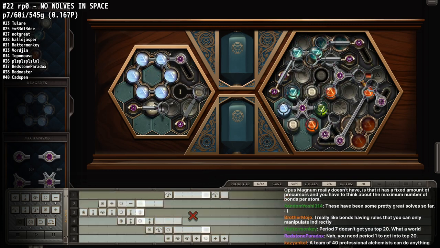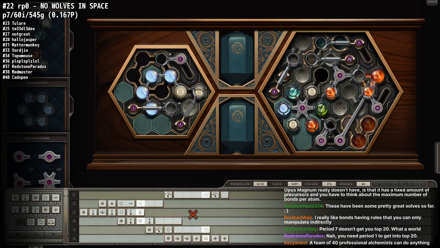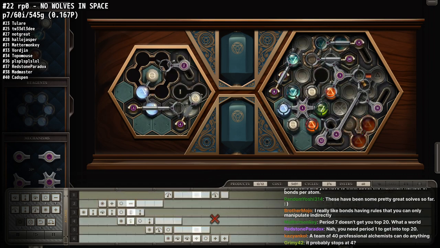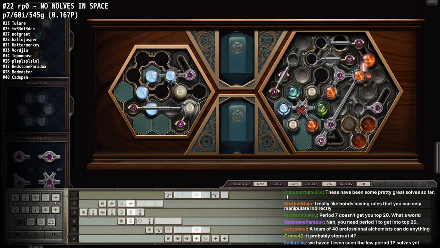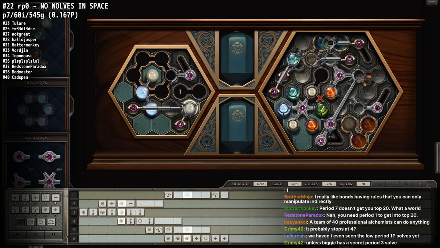I guess we should start talking about, as secondaries become important, that the main thing that affects the number of instructions is just the number of arms. You can do it with fewer arms, which is usually better for instructions in this. Secondaries better start mattering.